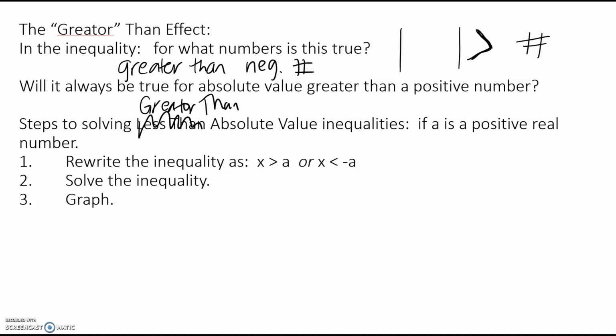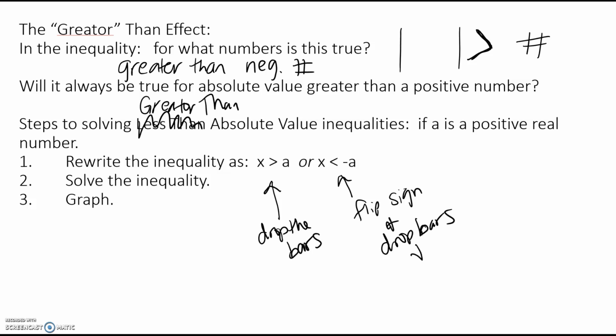Steps to solving a greater than absolute value inequality. This is for when A is a positive real number. We're going to rewrite it as two separate inequalities. We'll have x is greater than A. For this first one, you just drop the bars. For the second one, we flip the sign and drop the bars. And if A is negative, then we're going to solve and graph.